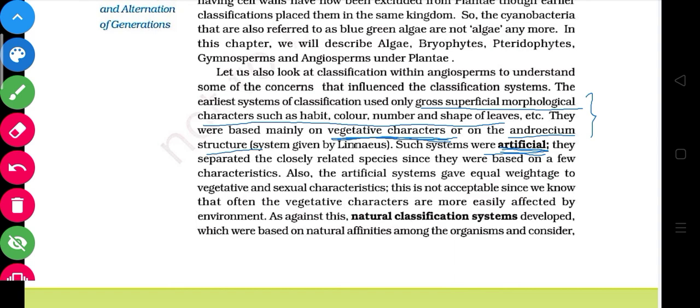Okay, what is the demerit of this artificial system of classification? That we can see in this line. That is, it gave equal weightage to vegetative and sexual characters. Equal weightage was given. So what was the problem there? This is not acceptable since we know that the vegetative characters are more easily affected by the environment.